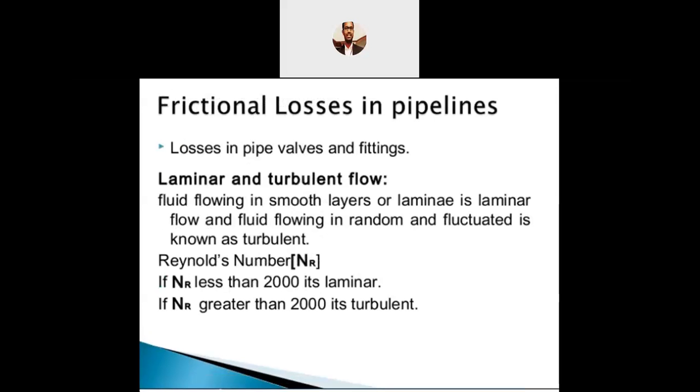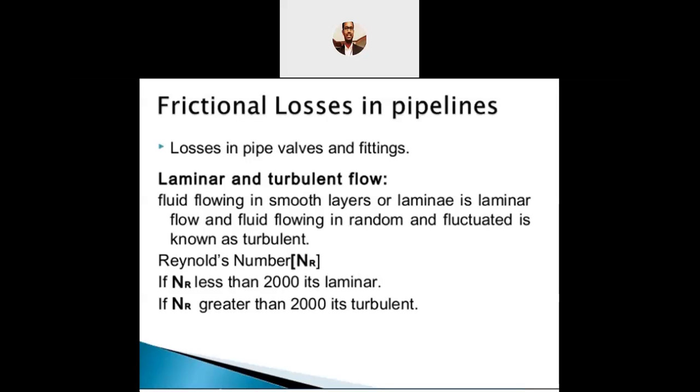Obviously, whenever you have a valve in a straight pipe without any connection, it doesn't lead to any frictional losses. That will be a minor loss. Frictional losses are the major losses, and the minor losses are nothing but the bends, valves, and all those fittings. Okay, now the laminar and turbulent flow.